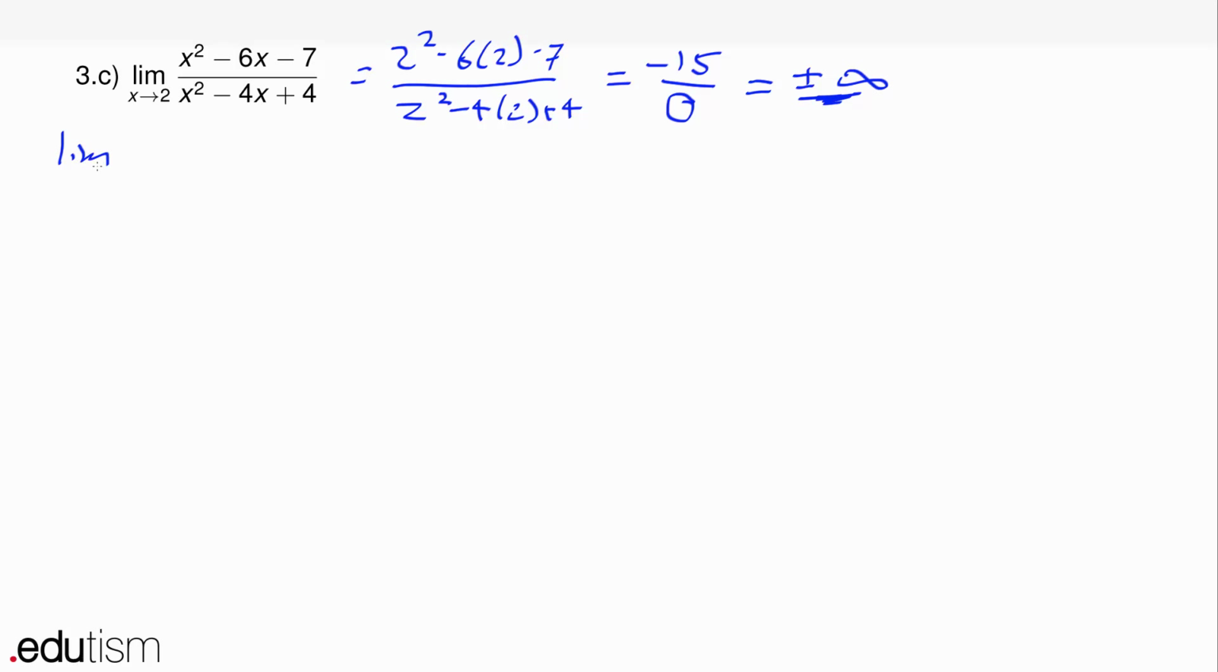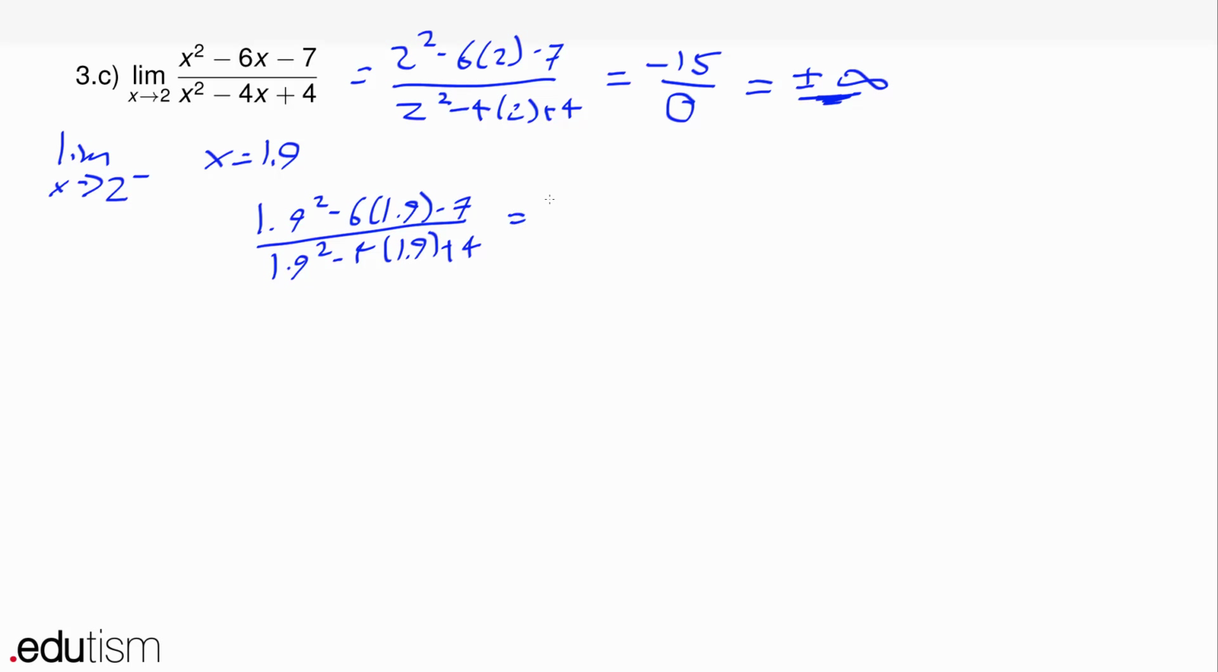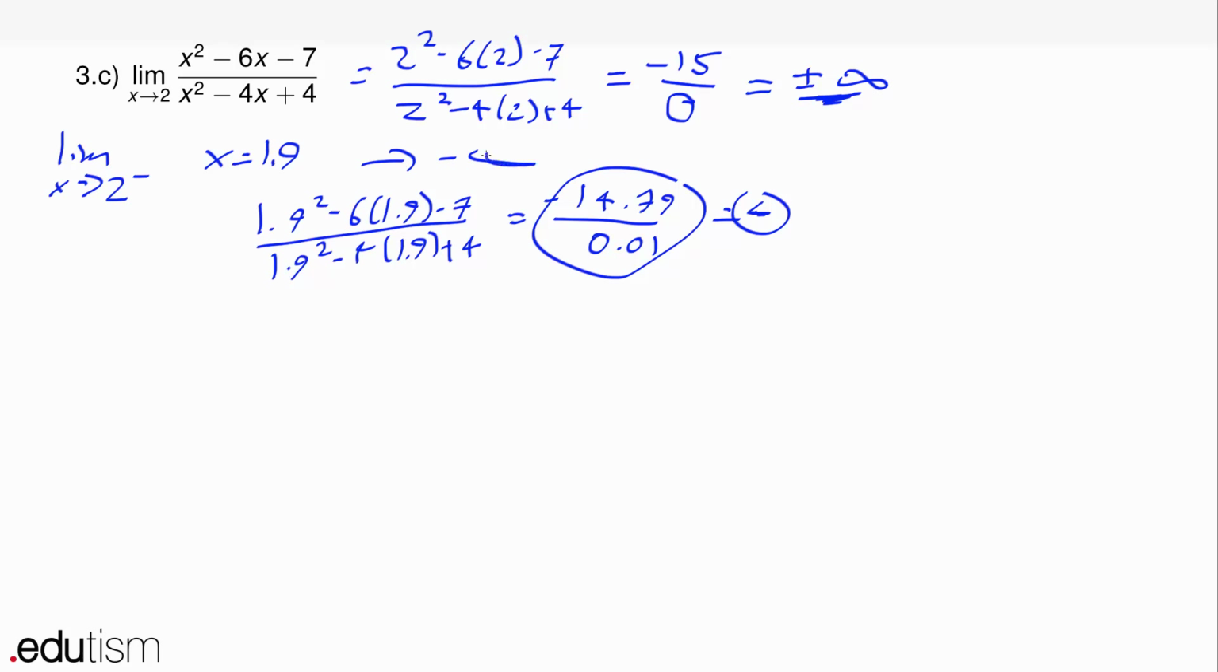So first we're going to do the limit as x goes to 2 from the left. To do that, we're going to plug in some number which is close to 2 but not quite equal to it. Say x equals 1.9. When we do that, we get 1.9 squared minus 6 times 1.9 minus 7 all over 1.9 squared minus 4 times 1.9 plus 4. When we evaluate this, this gives you negative 14.79 all over 0.01. This will give you a negative number. So therefore, the limit as x goes to 2 from the left goes to negative infinity.